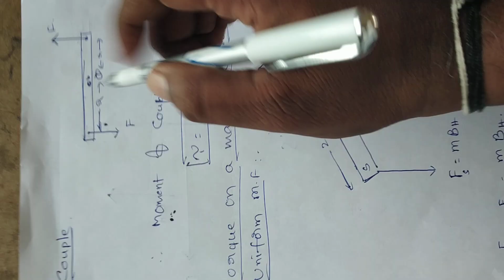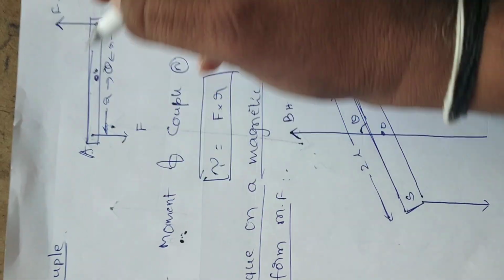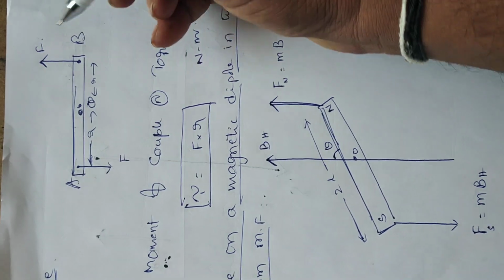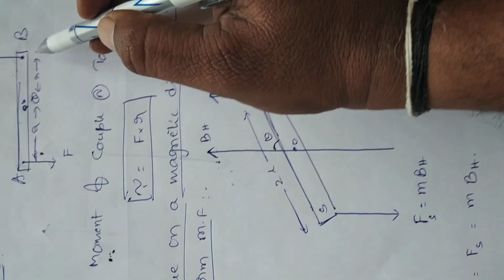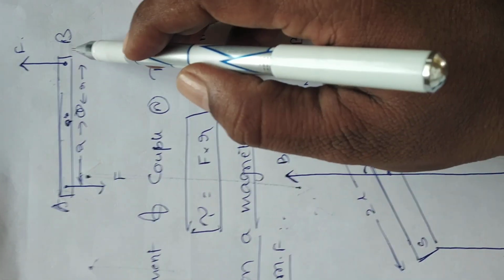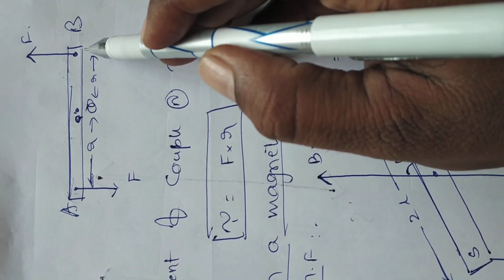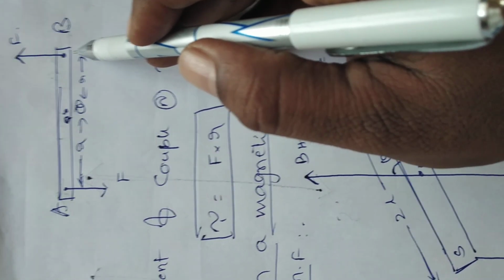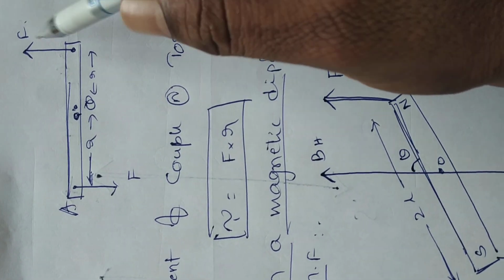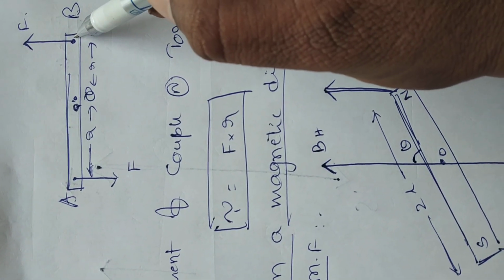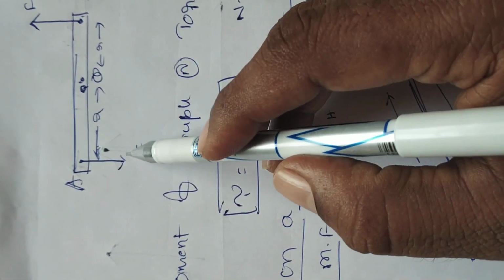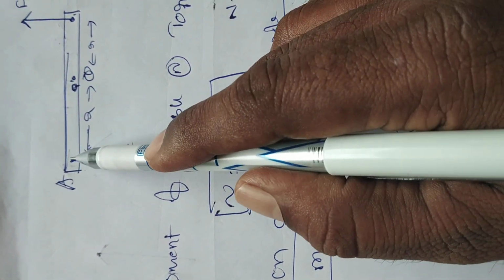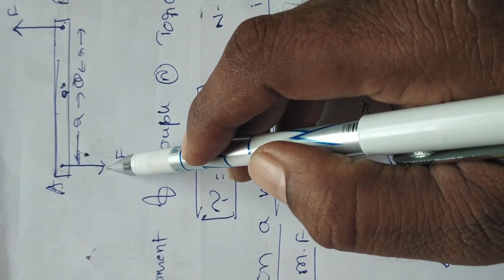Suppose this is a rod. AB is a rod. Let the rod be fixed at the point O. The length of the rod is equal to 2r. Now, a force F is applied at one end, perpendicular to the length of the rod. Another force F is also applied at the other end, also perpendicular to the length of the rod.